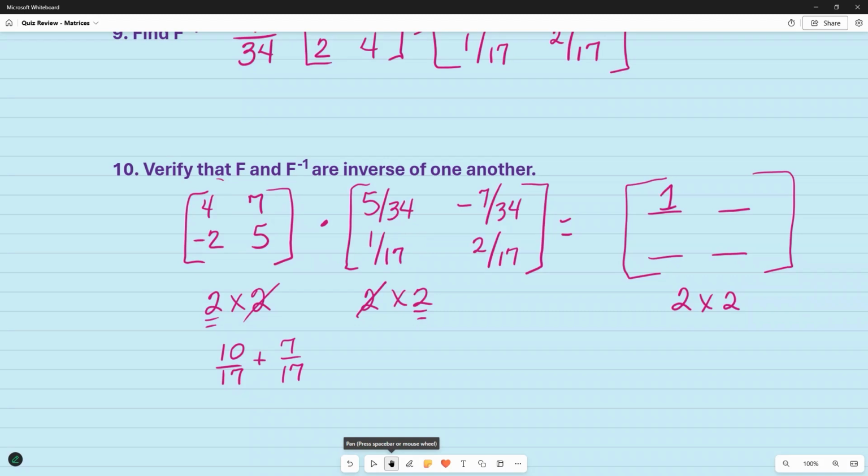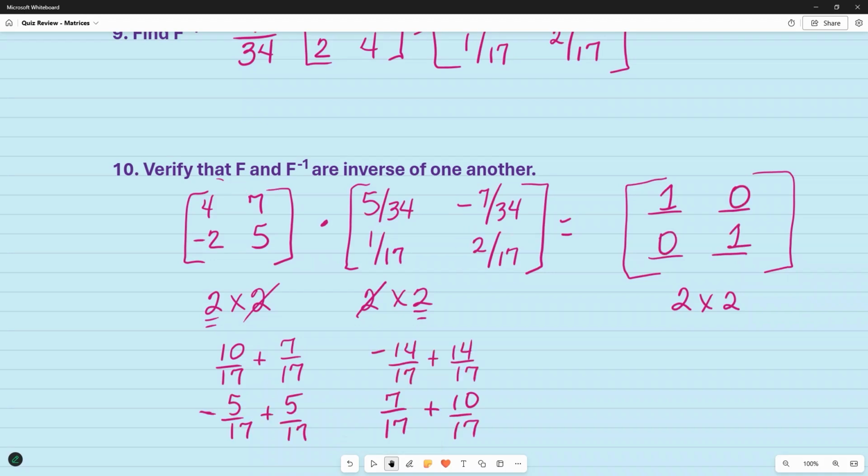Now I'm going to go on to the next one, and I'm doing the same thing, and I will just populate the answers for you. So 4 times negative 7 over 34, simplify that and show your work, and then add that to 7 times 2 over 17. All right, because the answer came out as 1001, this is known as your identity matrix for a 2 by 2. So that does verify that yes, they are inverses of each other.